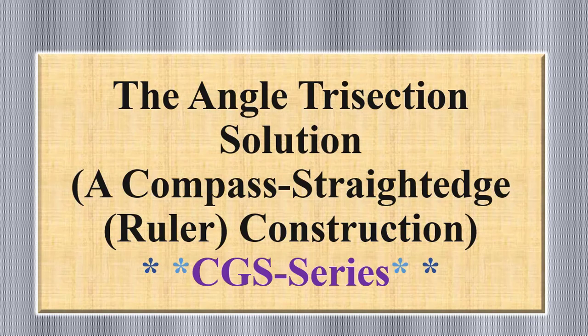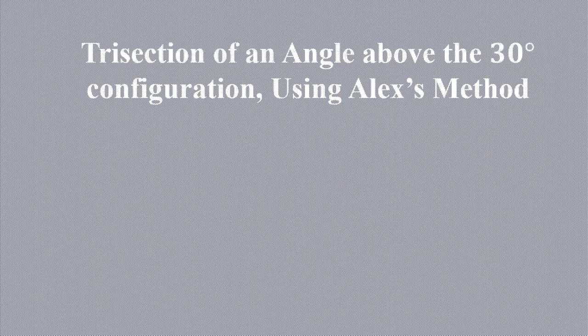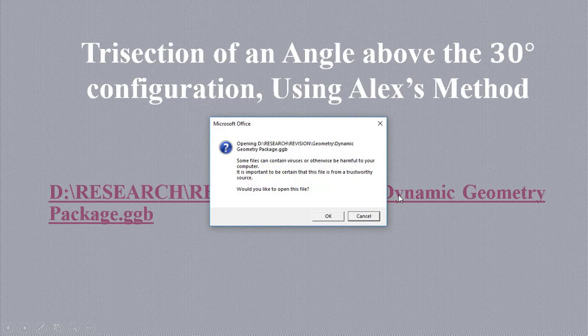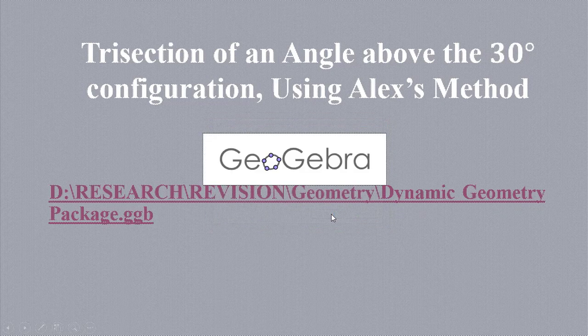Welcome back to this presentation. Still continuing the CGS series on the angle trisection solution. This time around we'll be looking at the trisection of an angle above the third degrees configuration using the Alex method. I am as well going to use the GeoGebra software as I've demonstrated in the other videos.